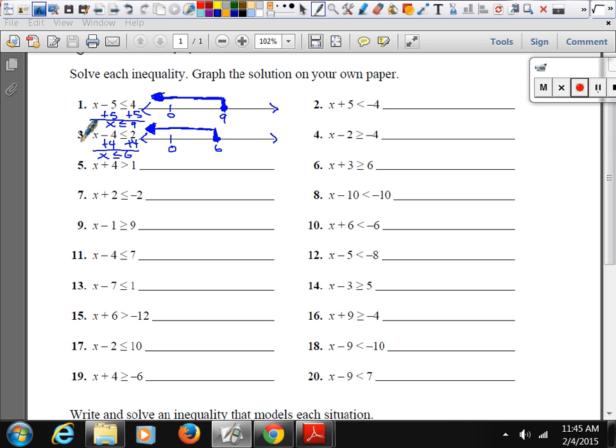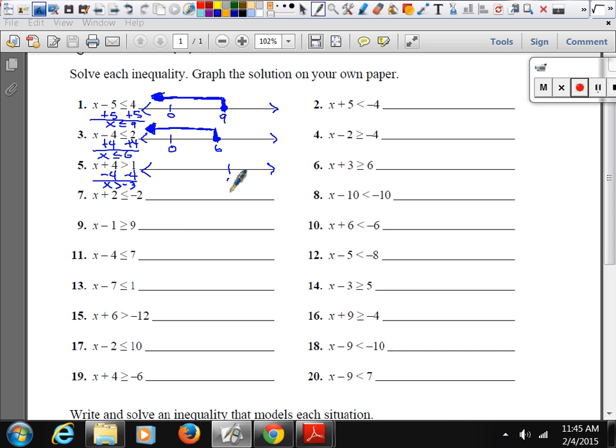Next one, we'll just subtract 4 on both sides. Here's where you got to be careful because you've got a 1 minus a 4. You're not switching any signs today or anything like that, but what is 1 minus 4? That's -3. Now this one's not a less than sign, it's a greater than sign. So we're going to be shading to the right instead of to the left.